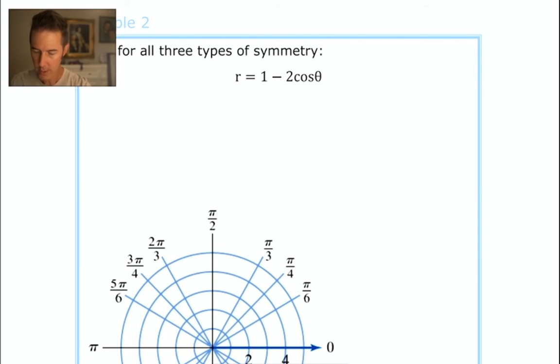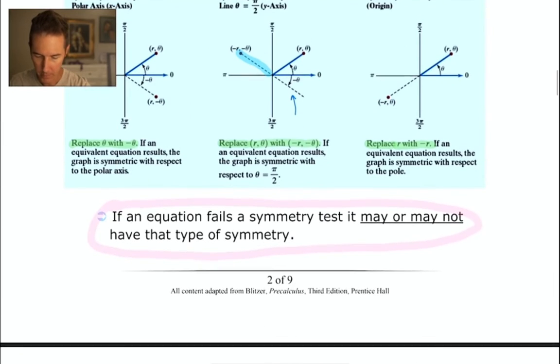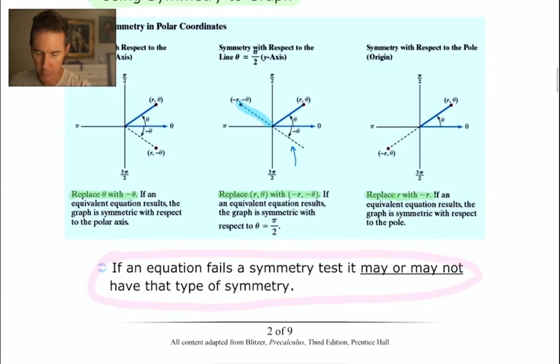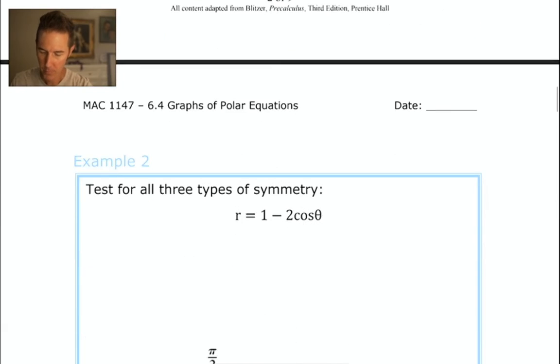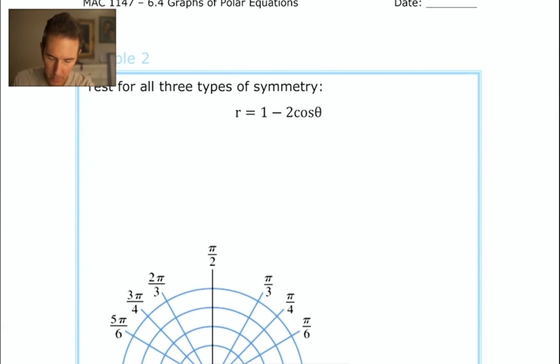Okay, so which test should we do first? Let's do them in order. So we're going to test for polar axis symmetry first, replacing theta with negative theta. Let's see.